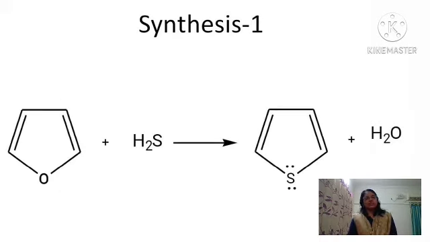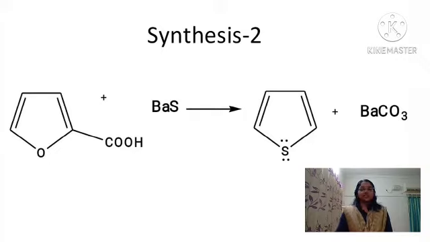Coming to the first method of synthesis of thiophene, that is from furan. So when furan is treated with hydrogen sulfide, the oxygen atom present in the furan ring is easily replaced by sulfur, thereby we get thiophene with the elimination of a water molecule. Coming to the next method of synthesis, that is from furoic acid.